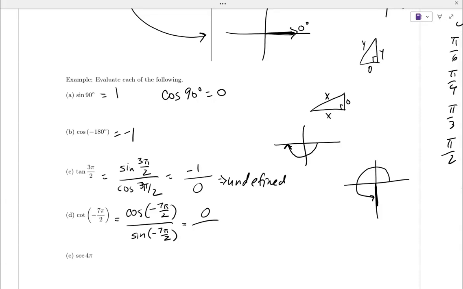Let's go ahead and figure it out, make sure we know how. Since we're straight up and down, it's either going to be what for sine? 1 or negative 1. Just depends on, are you above or are you below, right? I need negative 7 pi over 2. How many pi over 2s is that? 4. So I got to go 3 more, right? So is it going to be positive or negative? Positive, because we're up again, right? So we get 0 for our answer there.